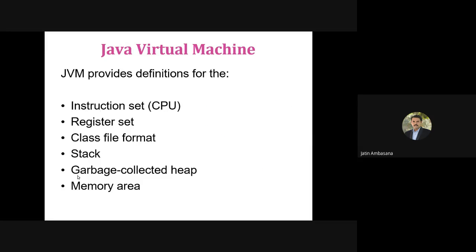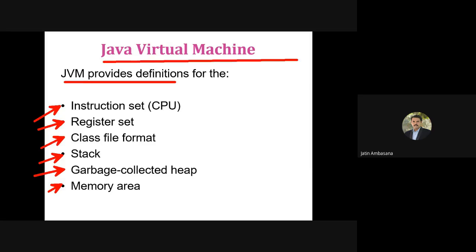Okay, and then the garbage collected heap. We'll see what this garbage collectible heap is. Okay, and it will also deal with memory area, whether the class file format is defined correctly or not, register set, right? All those things are dealt with by JVM. The instruction set of CPU, how to deal with CPU, all those things are dealt with by JVM.